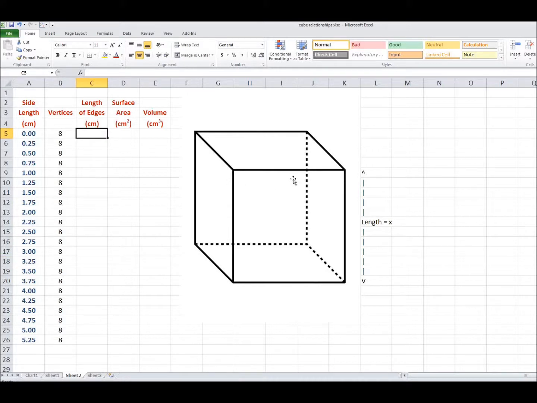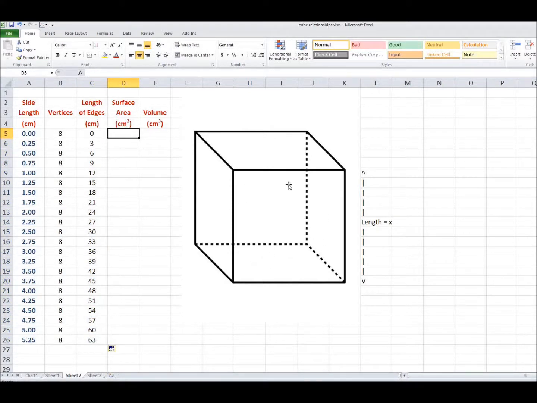Now let's look at the total edge length. There's 4 edges on the top, 4 edges on the bottom, and 4 on the sides. That's 12. So the total edge length would equal 12 times the length of one edge. And we can copy that down to get that relation. That's a linear relationship. Now let's look at the surface area.